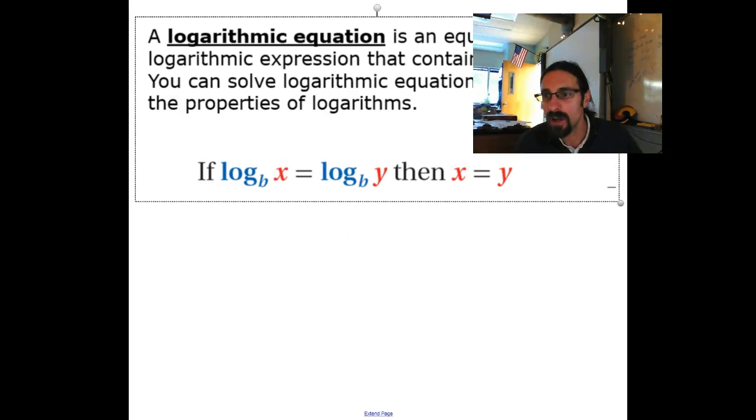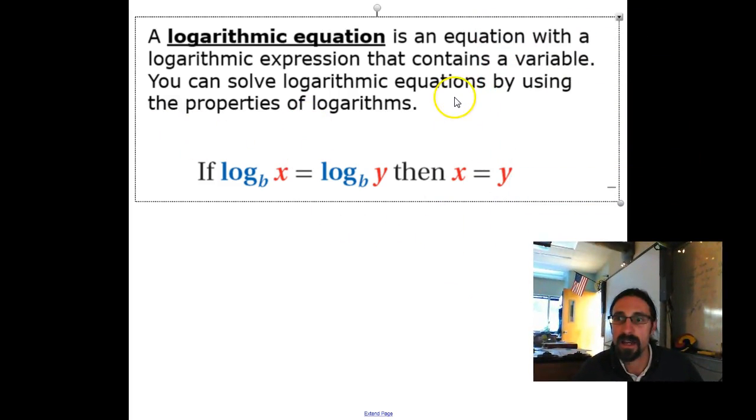So with logarithmic equations, again, that's when you have logarithmic expressions that contain a variable, right? So here, the log base b of x equals the log base b of y. Well, in that case, x has got to equal y. Seems to make a lot of sense. You're going to see a little trick here that they're going to use over and over, and it's a really cool trick. So let's do some examples here.